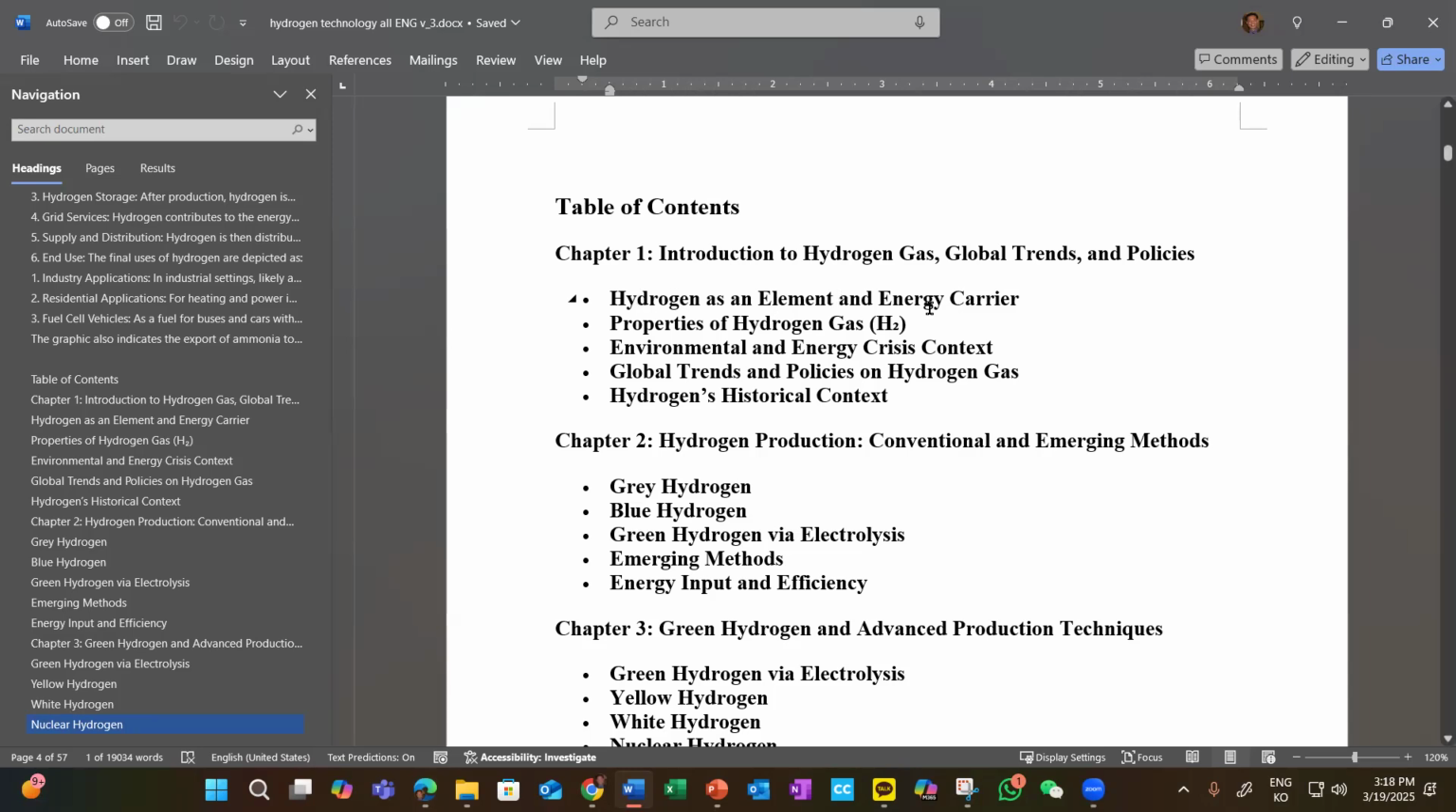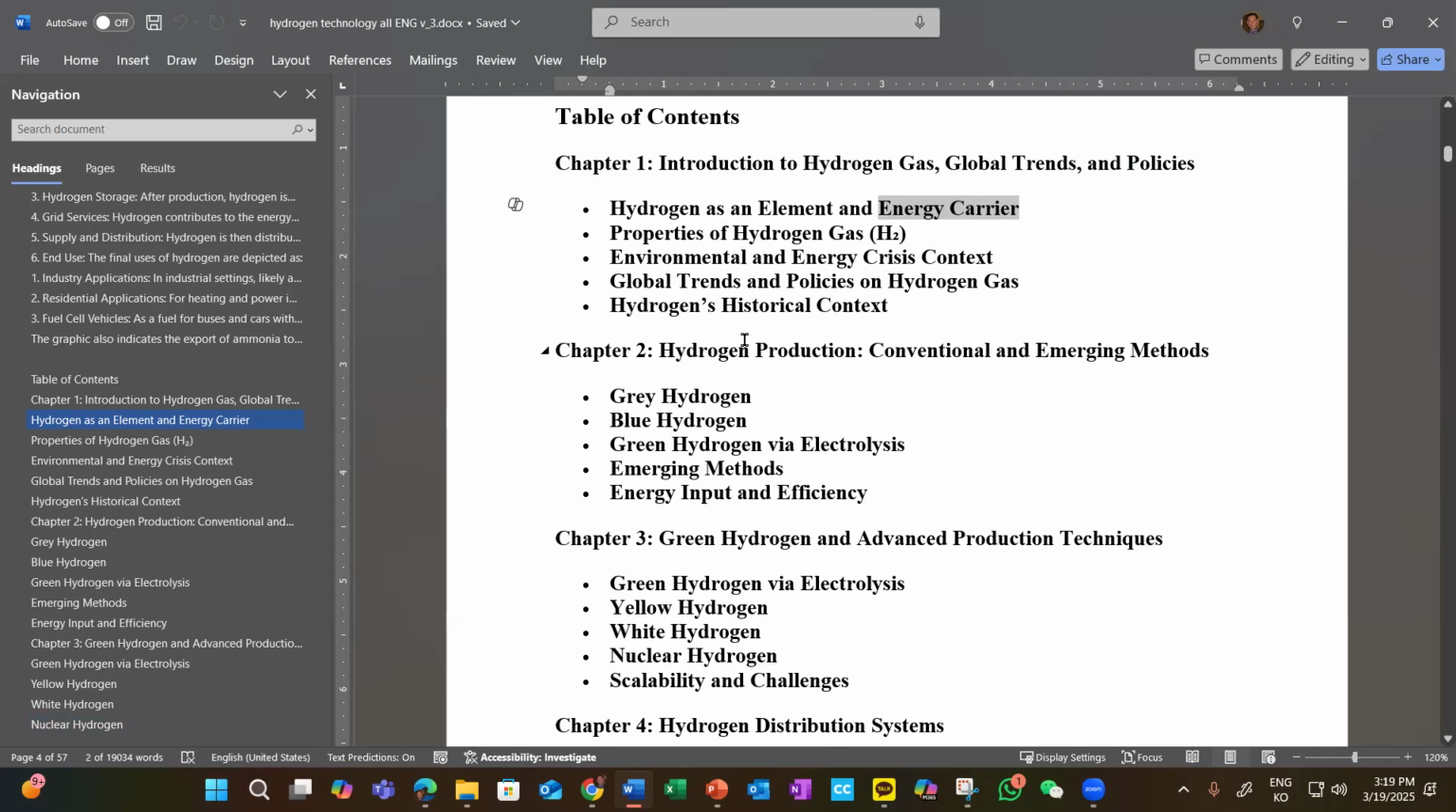Hydrogen as an energy carrier is important to understand, which is quite a different concept from conventional energy sources like petroleum-based ones. Properties of hydrogen gas, H2, and the environmental and energy crisis. That's why hydrogen has become so critical, so important, and it will become more and more important than ever.